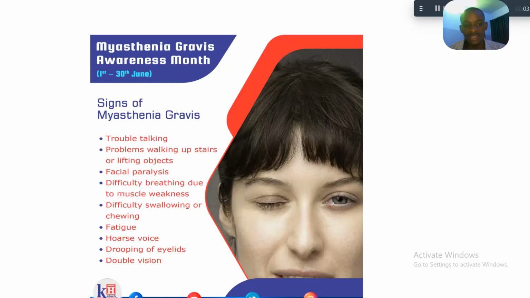So this is myasthenia gravis, and these are the signs. First of all, you have trouble walking, problems walking upstairs or lifting objects. You have facial paralysis. You have difficulty breathing due to muscle weakness, and you also have difficulty swallowing or chewing. You have fatigue, a hoarse voice, drooping of eyelids, and double vision, that's the diplopia.